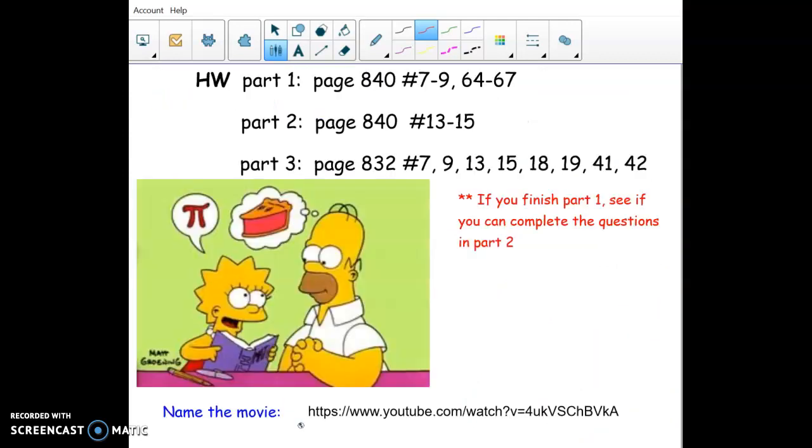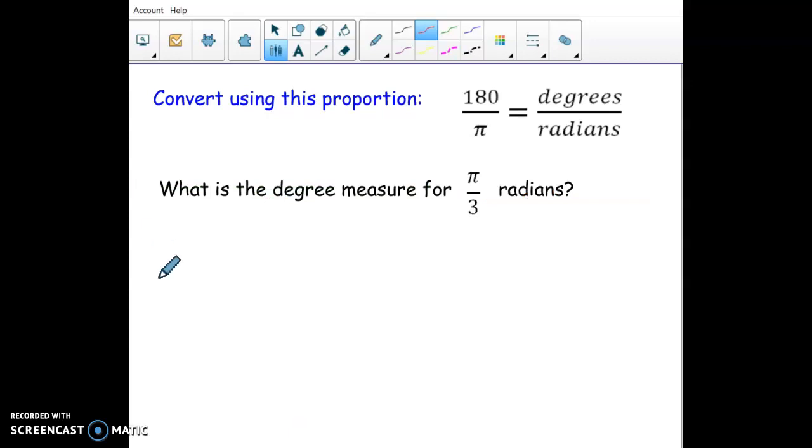Yeah, that one's not all that different. Let's try one going the other way. So now we've got a measure in radians and we have to convert it to degrees. All right. So pause the video and see if you can do that conversion.